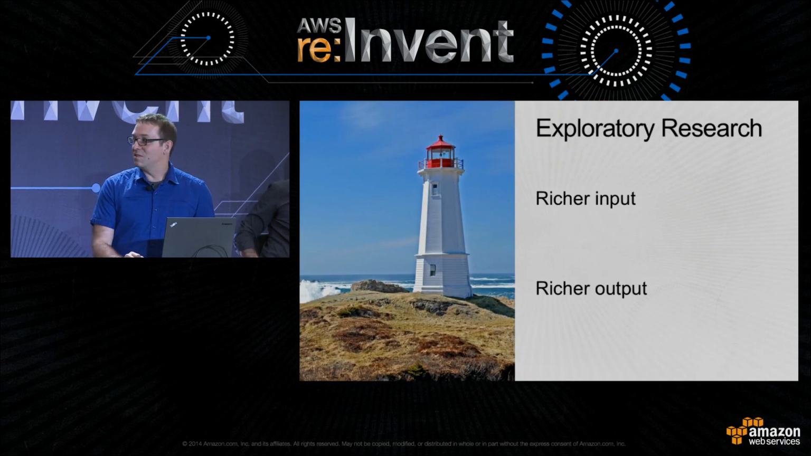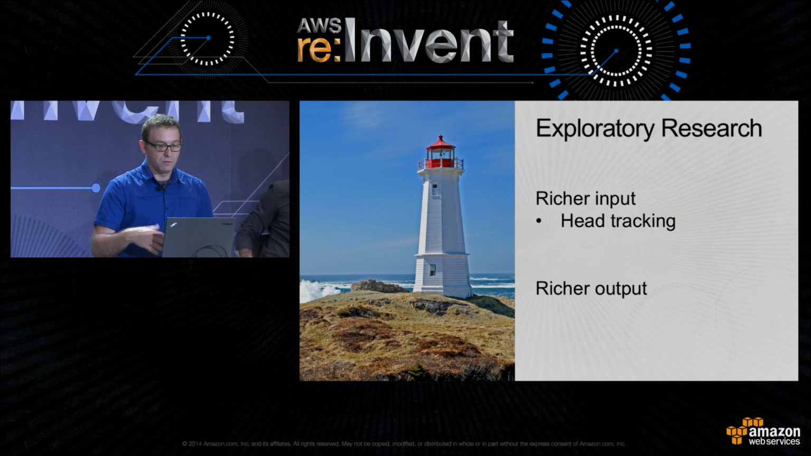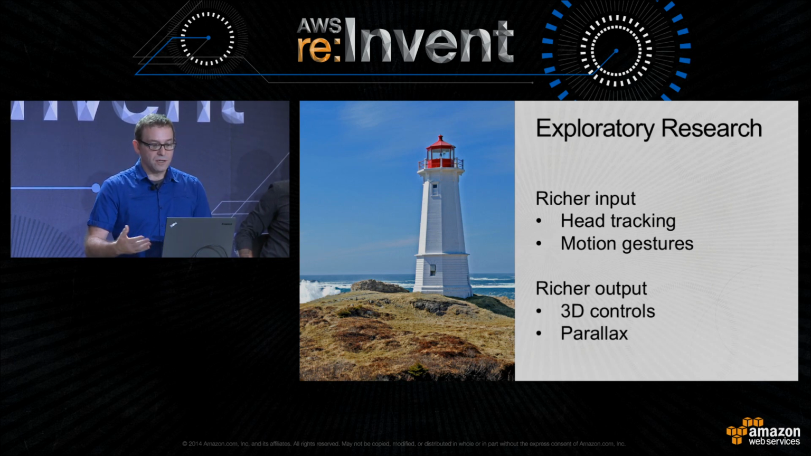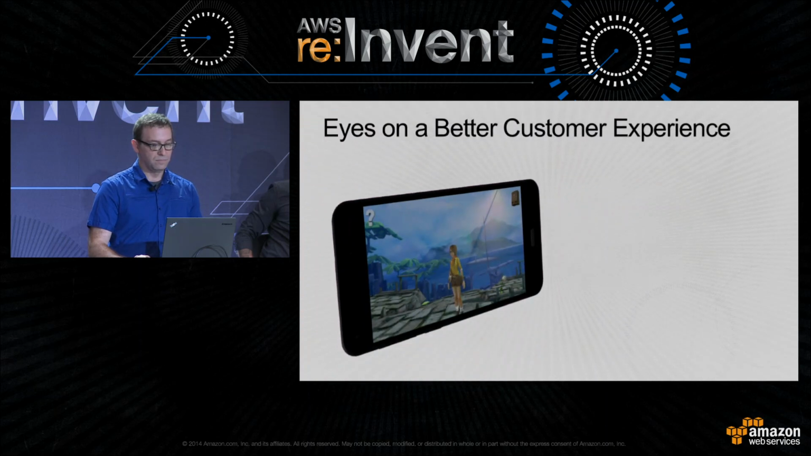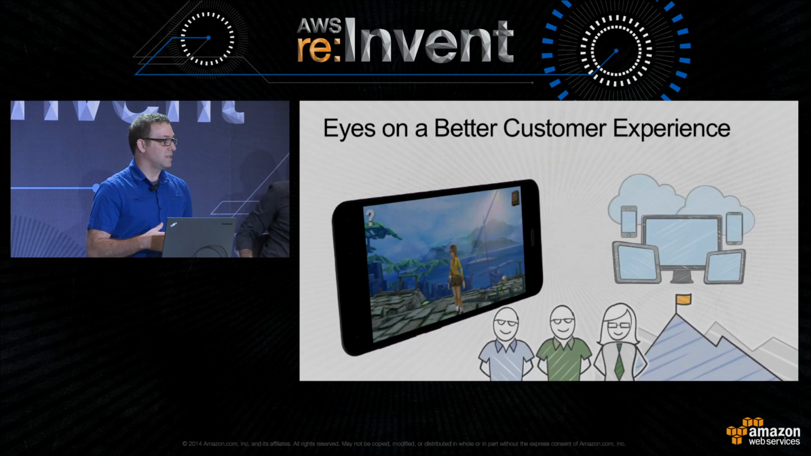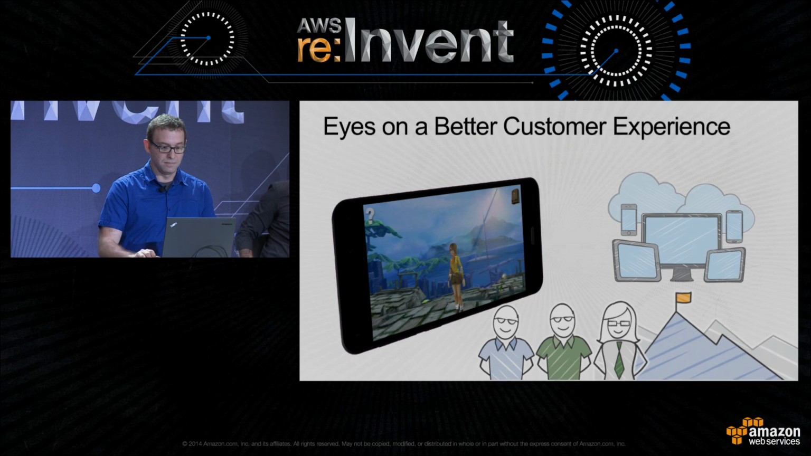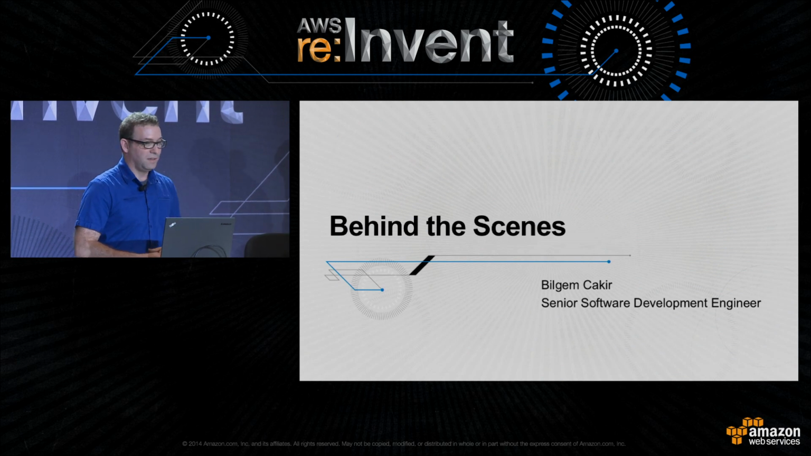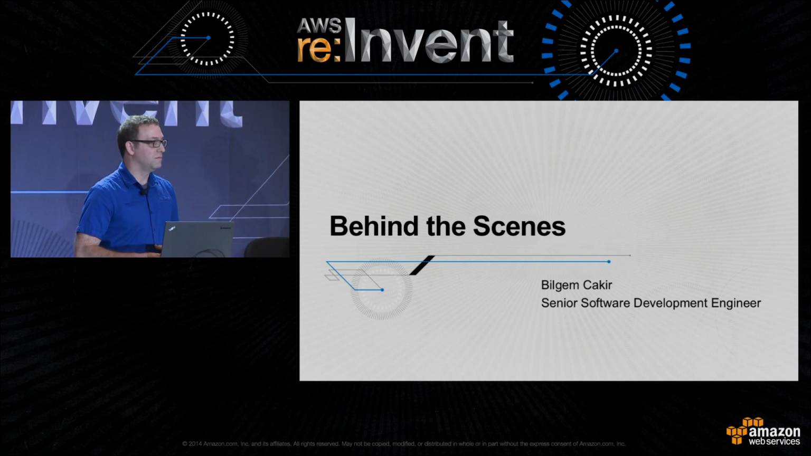So with these basic guiding principles in place, we placed these two big bets on our exploratory research: richer input functionalities, such as head tracking and motion gestures, and also richer output functionality like 3D controls and Parallax. So of course, we're customer obsessed, and we very much saw these first efforts as basically the beginning steps towards a long-term vision for an improved customer user interface across many device types. So with that, I'd like to introduce Bilgam Chucker, who's going to give us a little bit of a behind-the-scenes look into the making of this feature set.